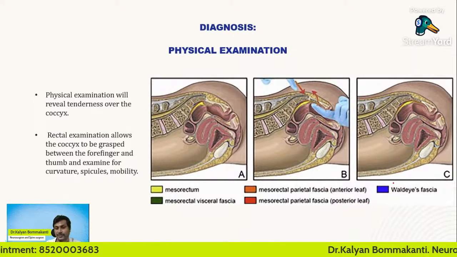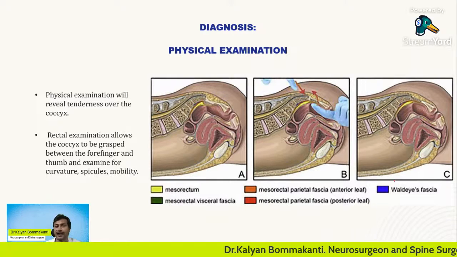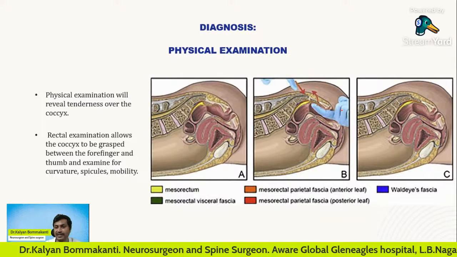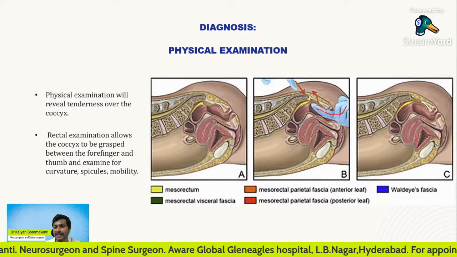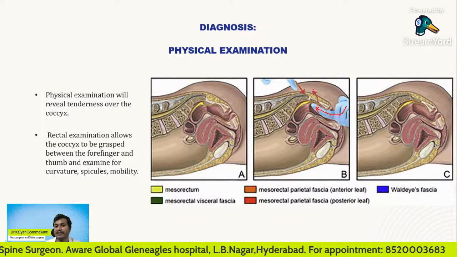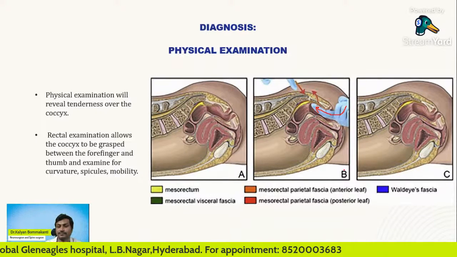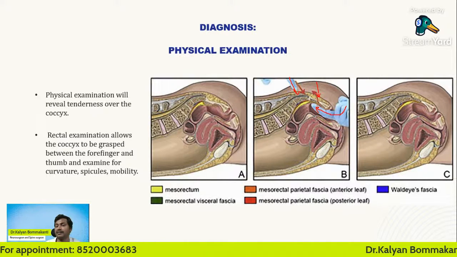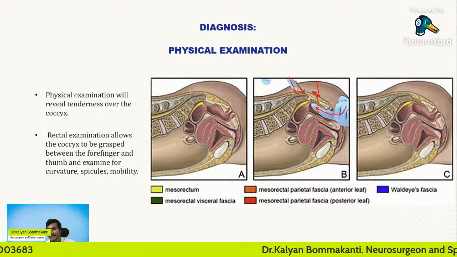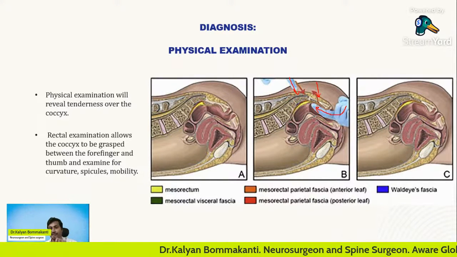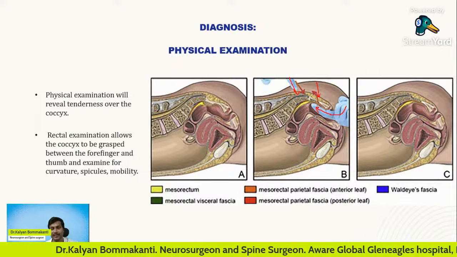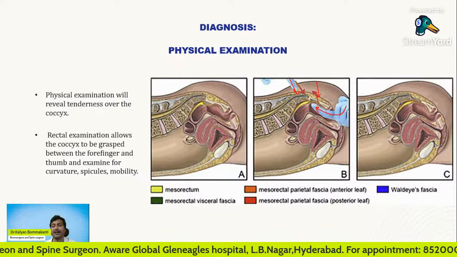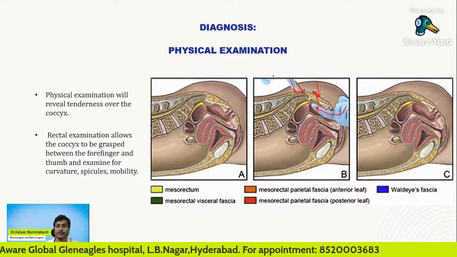How do you diagnose? The gold standard for diagnosis is palpation. How do you palpate? This is called bimanual palpation. The physician puts one finger inside the anus and the other finger externally. So the physician tries to palpate your coccyx between his two fingers. You'll be able to elicit the pain. He will be able to diagnose abnormal curvatures and also abnormal pathologies like spicules.